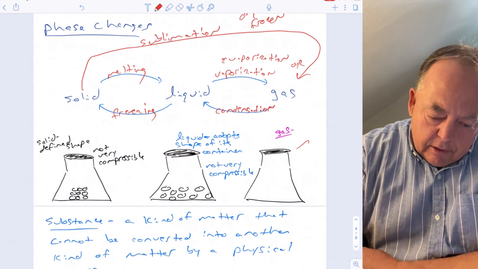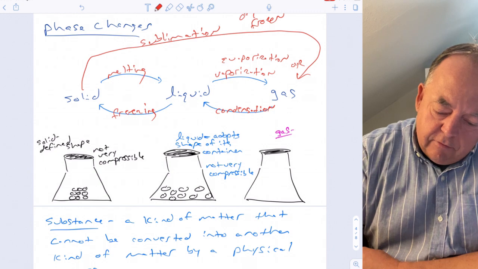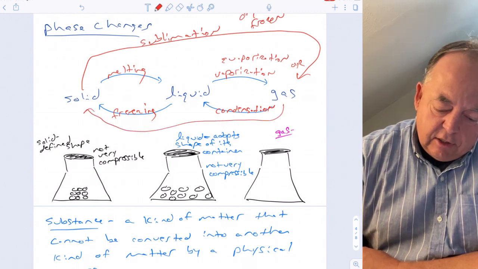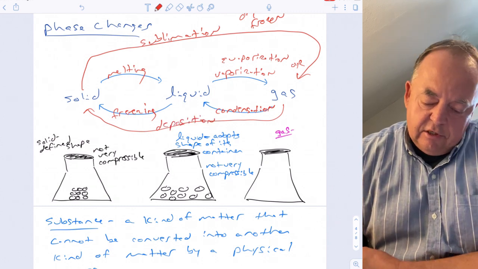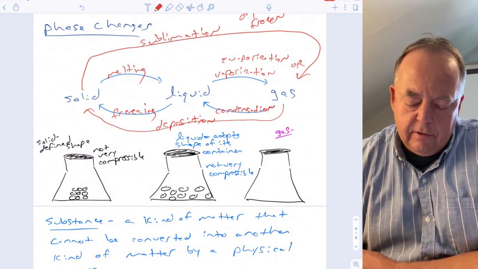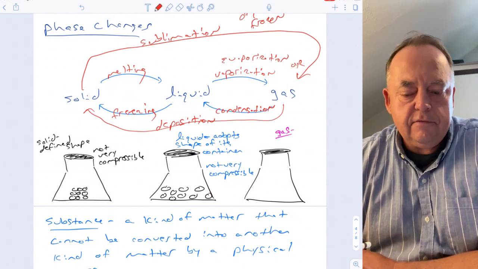And the other possibility, which is the least common and one that's least familiar to everyone, is gas to solid, and that's called deposition. So this is something that's used in the computer industry quite a bit to deposit things directly from the gas phase onto silicon wafers, for example.